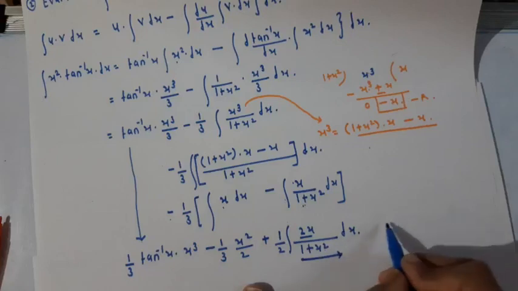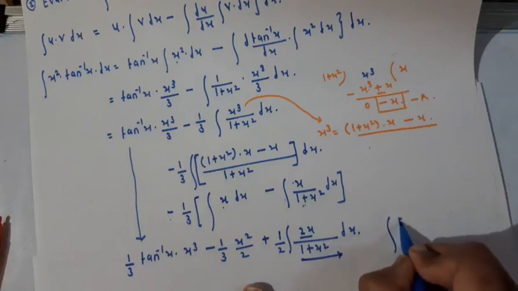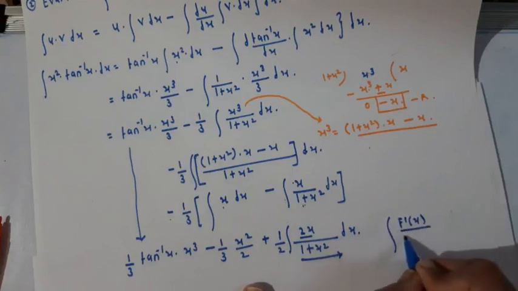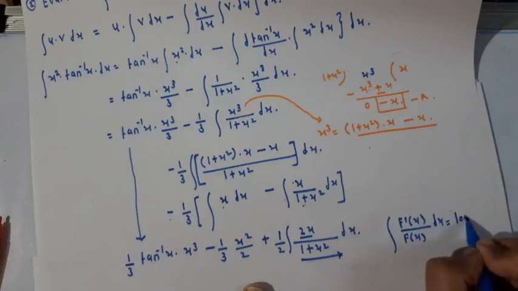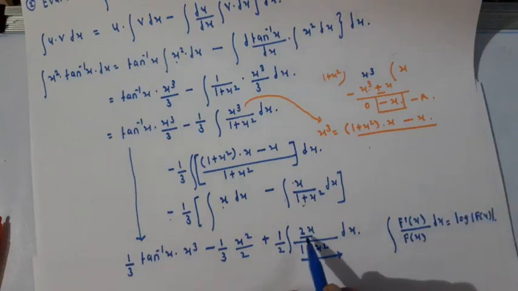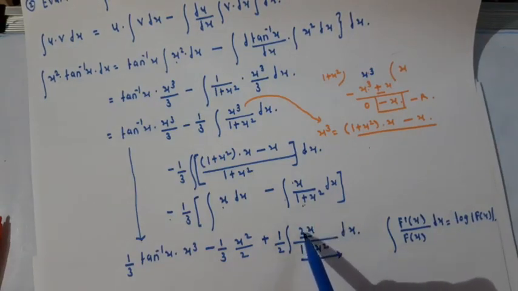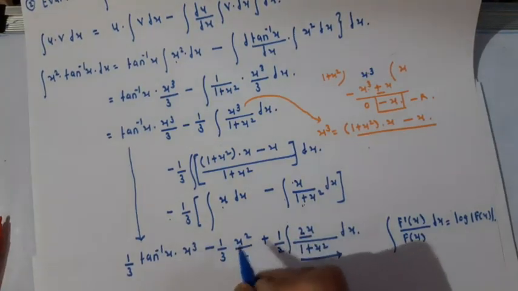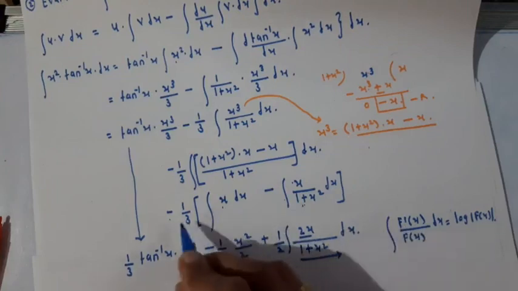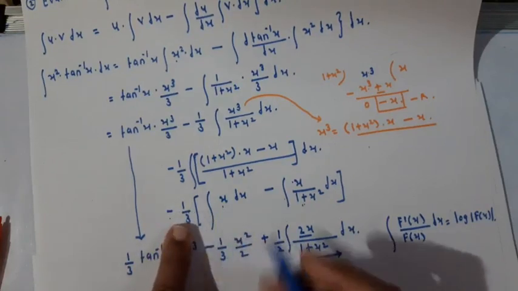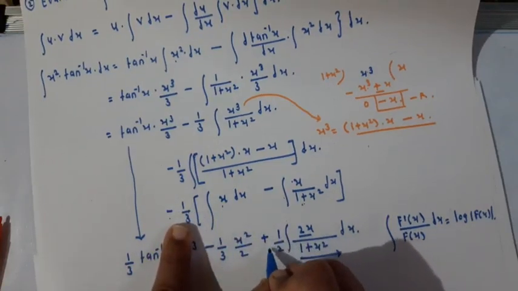See students, this is of the form f dash of x upon f of x with respect to x, and this is log of f of x. By using this corollary we can solve this, and to solve this we have to adjust the term, that is divide and multiply by 2. Okay, and now this is minus 1 by 3 into x square by 2, and again multiply with 1 by 3.